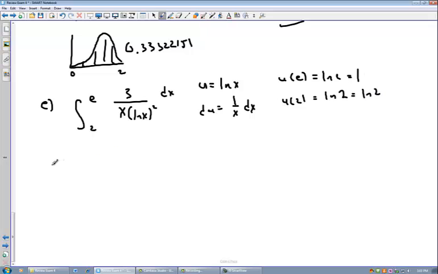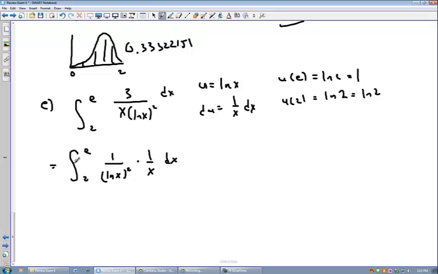And so this is equal to, and before I substitute back in, let me rewrite this. So 2 to e, and I can write this as, if you want, 1 over ln of x, quantity squared, times 1 over x dx.